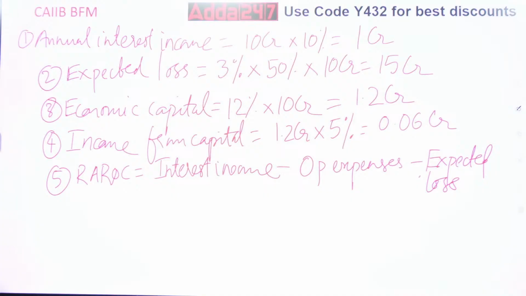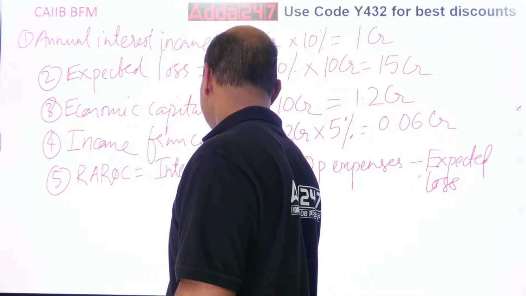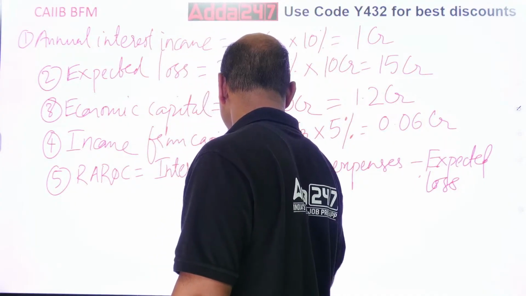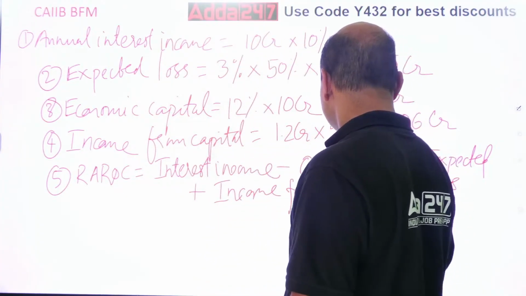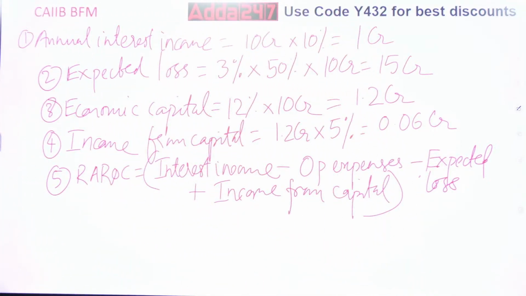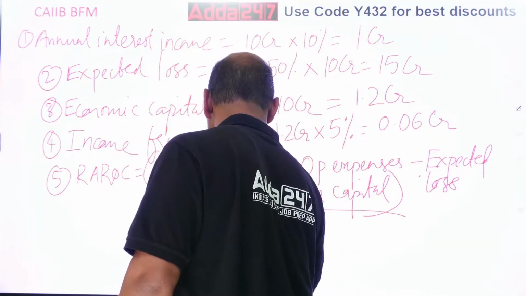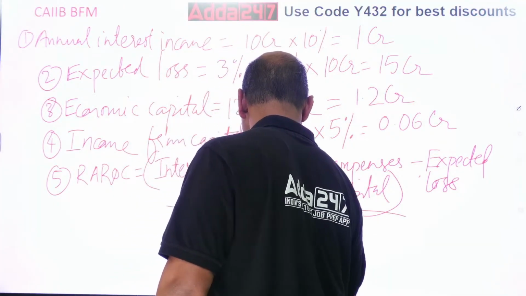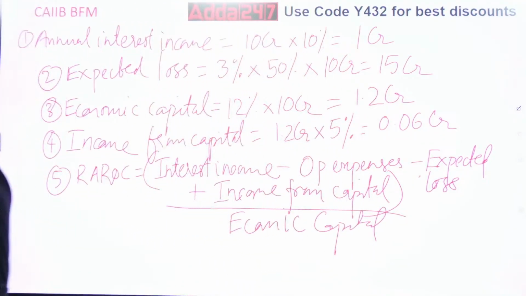Minus, now what is this? Income is there. Plus, so plus your income from capital. Do this, everyone, now, and the whole divided by your economic capital. The whole upon economic capital. So do this calculation now, everyone. Formula I have given.